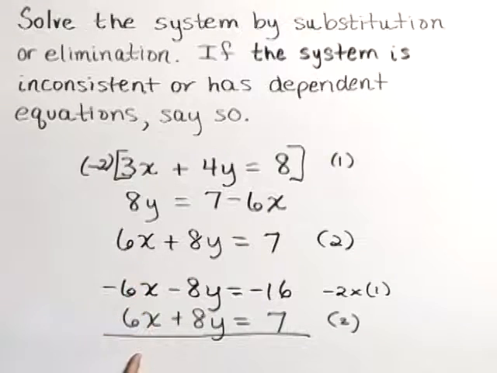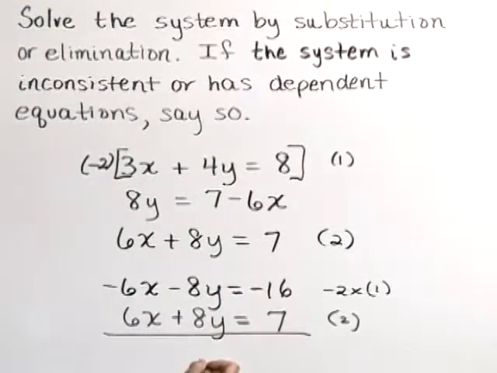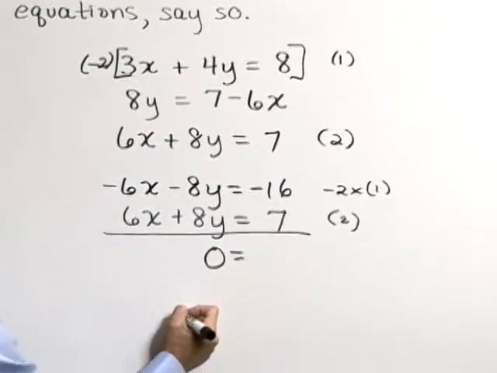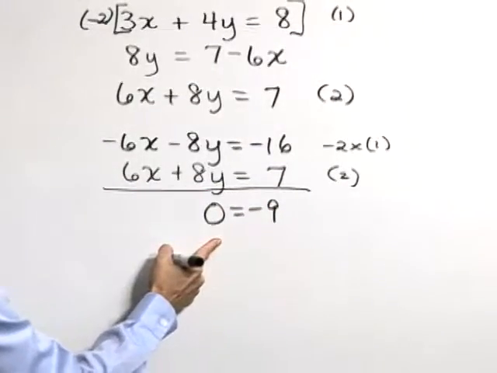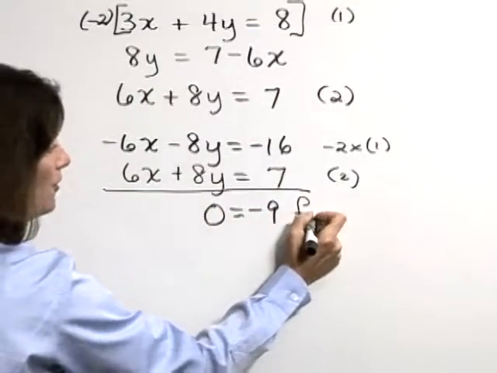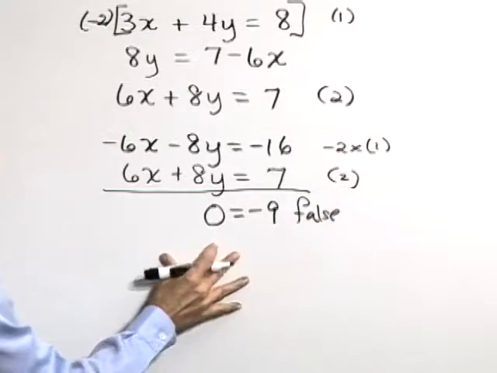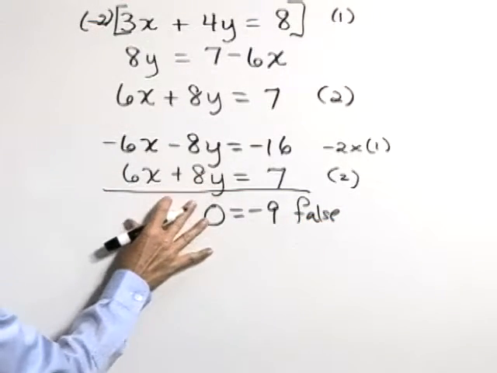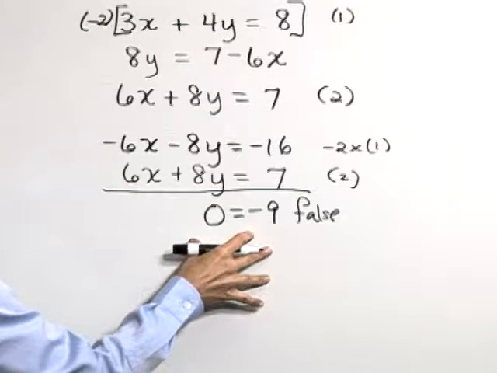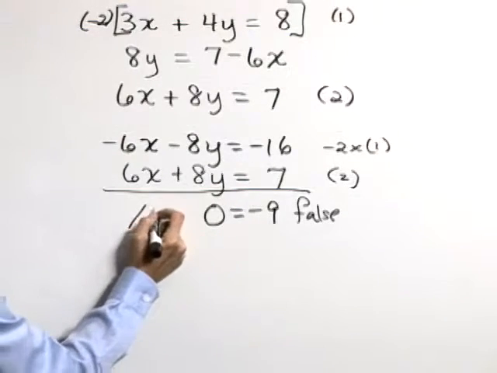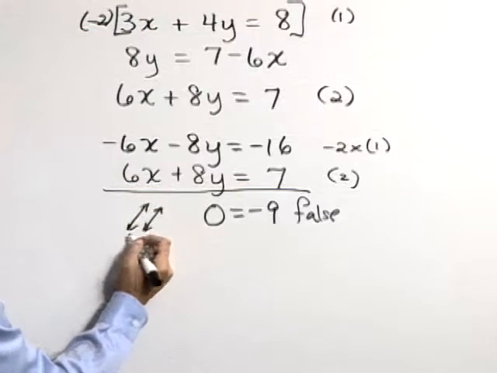Notice that our x variable is indeed going to eliminate, but also our y variable eliminates as well, leaving 0 on the left-hand side is equal to negative 9 on the right-hand side. Now we see that this is a false statement. And when this happens, when our variables both cancel each other out, leaving us with a false statement, graphically what we have here are parallel lines.